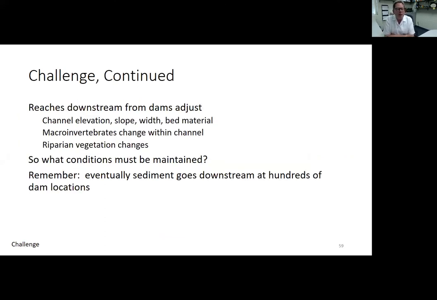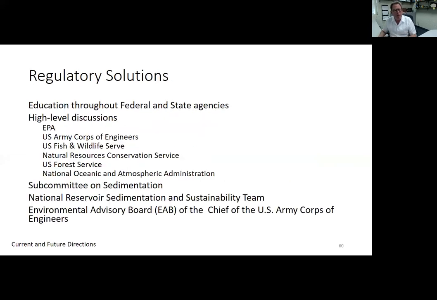Also, reaches downstream from a dam adjust, and after 50 or more years, a new ecosystem has developed and perhaps has reached equilibrium. If we reintroduce sediment downstream to restore a sediment balance across the dam, that probably will upset the ecosystem. So is that going to be allowed?